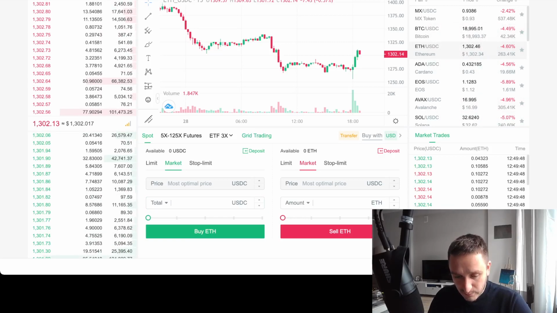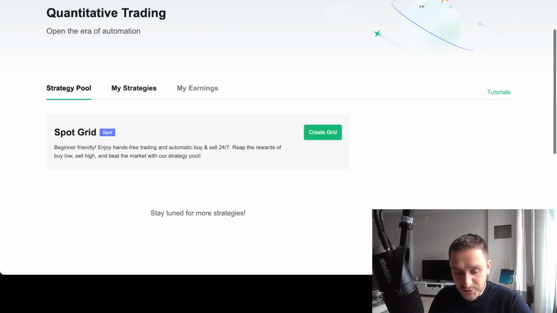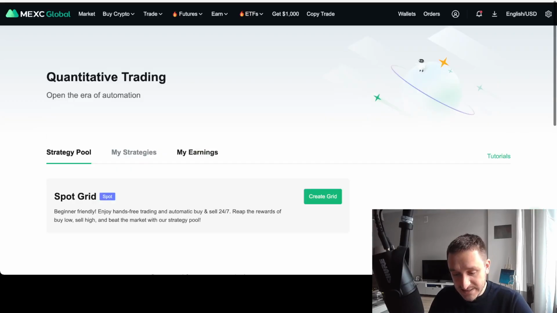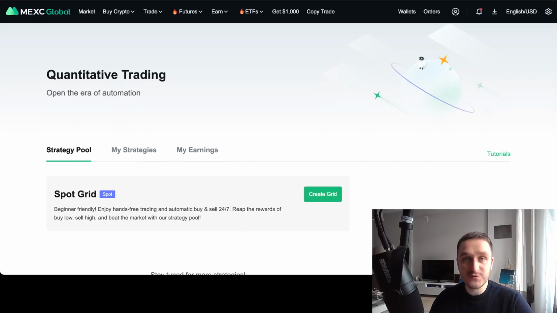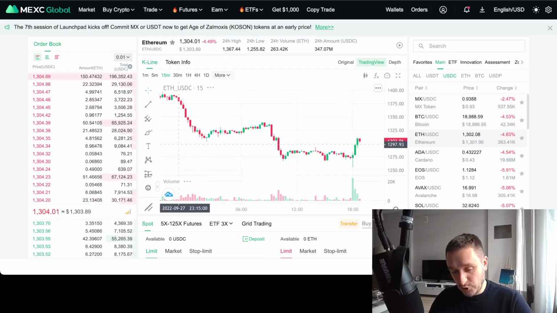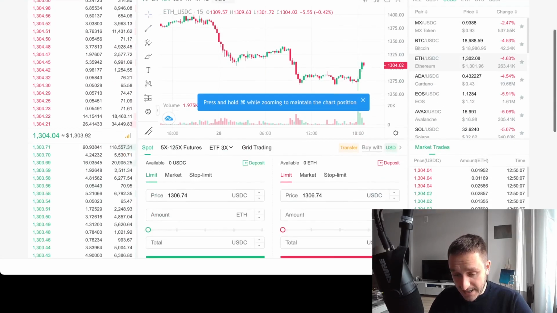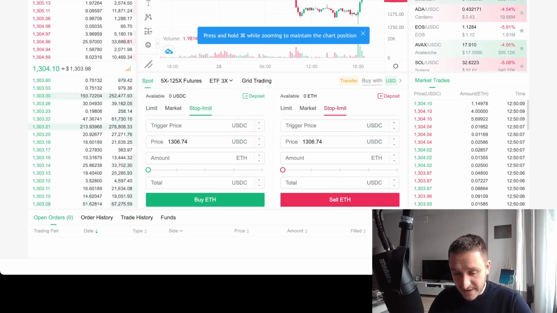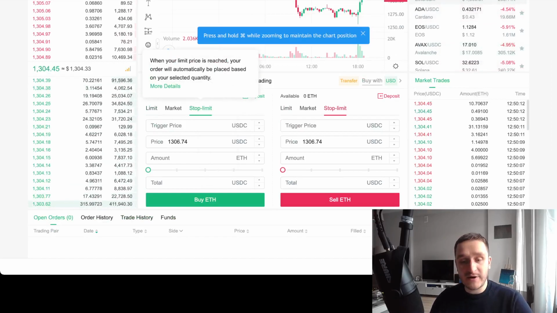There's more to it. You can also use spot grid trading, which is creating grids for bots to trade for you on different levels. I will cover that in a different episode because that's a whole domain of how you can use spot grids to do interesting trading. There's also stop limit, for when you want to take a particular action based on a particular trigger price.